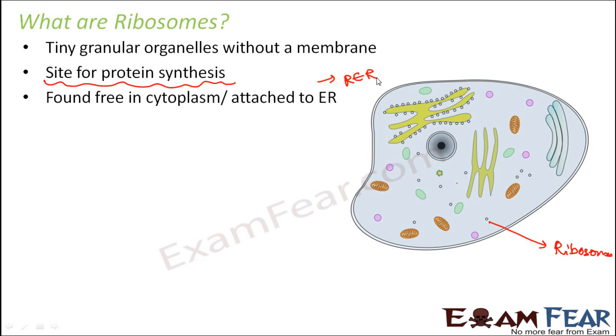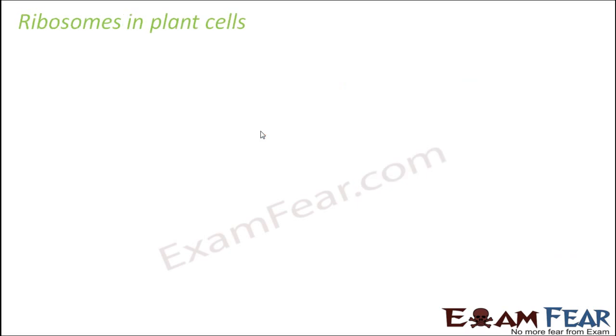The size of ribosomes can vary in prokaryotes and eukaryotes because these are present in prokaryotes as well. In fact, if you compare, they are slightly bigger in eukaryotic cells than prokaryotic cells. They are composed of RNA and proteins. They also contain the enzymes which are needed for synthesis of proteins.